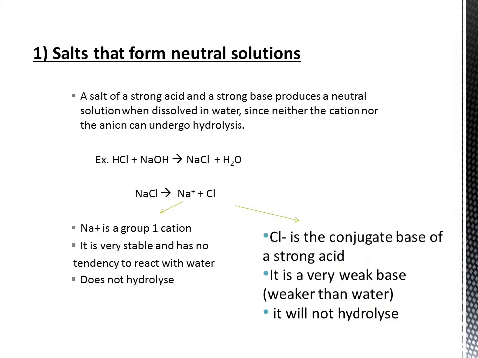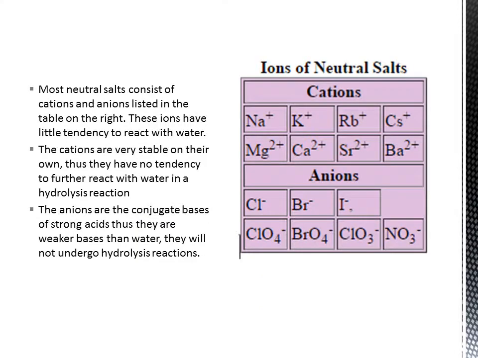Looking at chloride and remembering what we learned about Bronsted-Lowry acids and bases, chloride is actually the conjugate base of the strong acid hydrochloric acid. Because it's the conjugate base of a strong acid, that makes it a very weak base, so it will not hydrolyze. If you look at the chart, it shows some other examples of cations and anions that will not further hydrolyze, and therefore these ones will result in the production of a neutral salt.